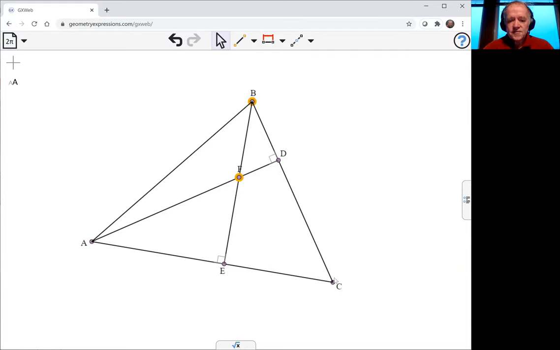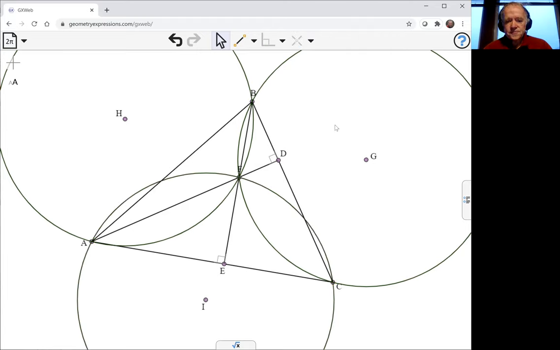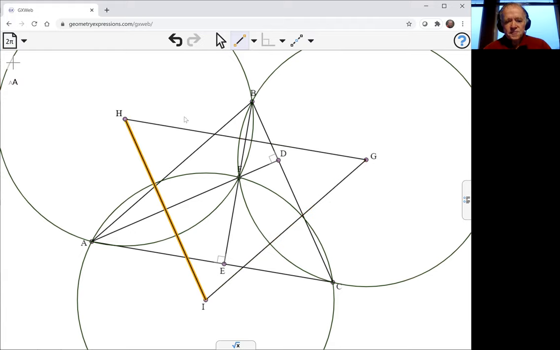Now, I'm going to want to create the circumcircle of these three points. I've got a convenient construction for doing that. There we go. I want the circumcircle of these three points, and I want the circumcircle of these three points. And now I'm interested in this triangle, GHI, relative to the original one.